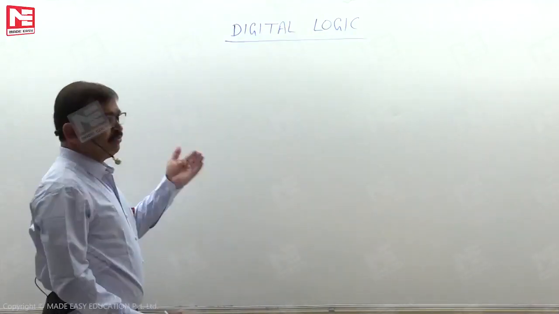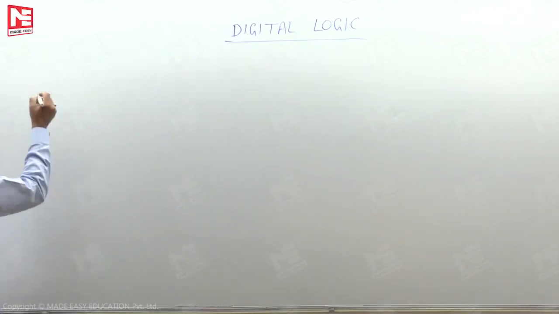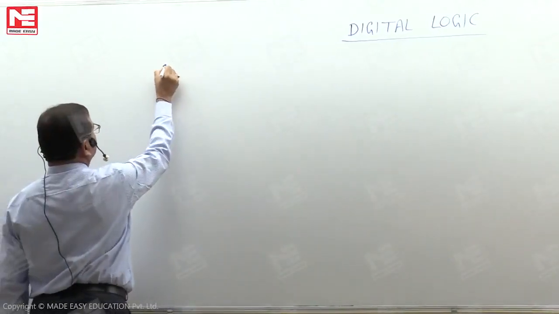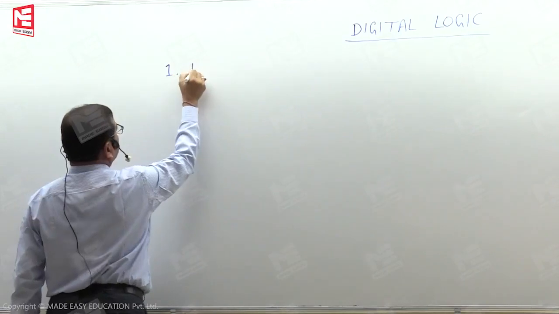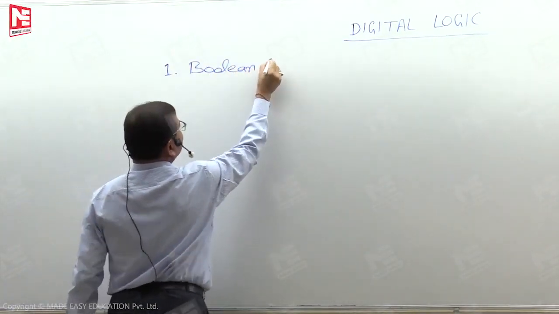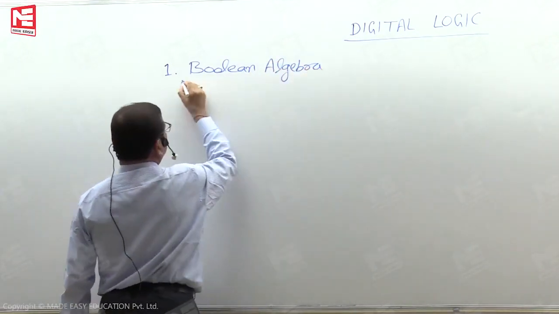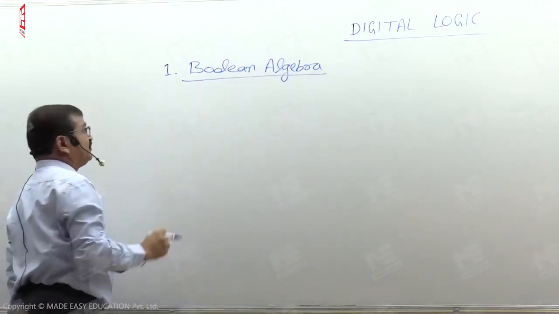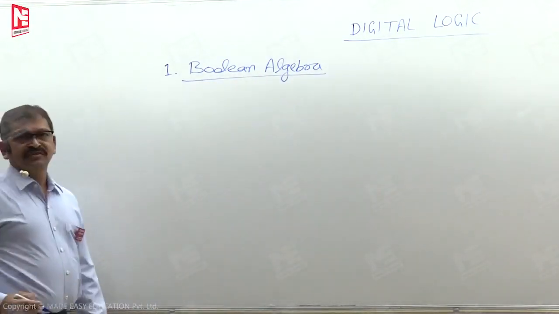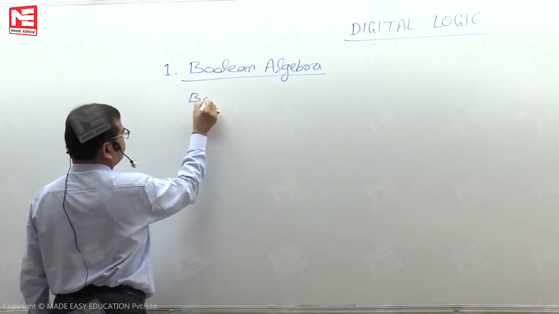As far as the syllabus coverage is concerned, we can split the subject into 5 parts. We need to start with the basics. The basics of the subject is Boolean algebra. Under this Boolean algebra, we first look at the various Boolean operators.